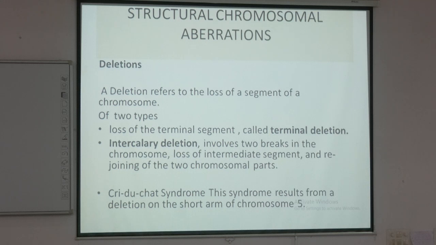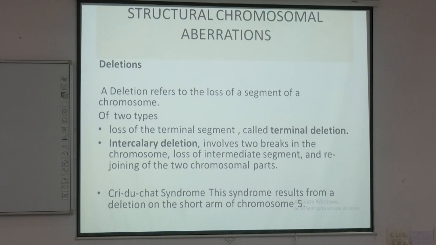As the name implies, easy for us. A part of the chromosome is deleted. The deletion may involve the terminal parts of the chromosome, that means the fag end of the chromosome arms. We call them terminal deletions. So, at the terminal end of the P arm, or the terminal end of the Q arm, they may be deleted. We call them terminal deletions.